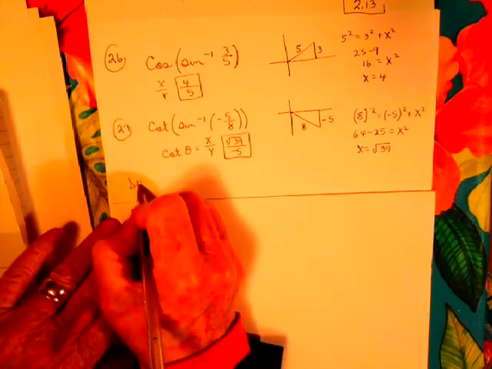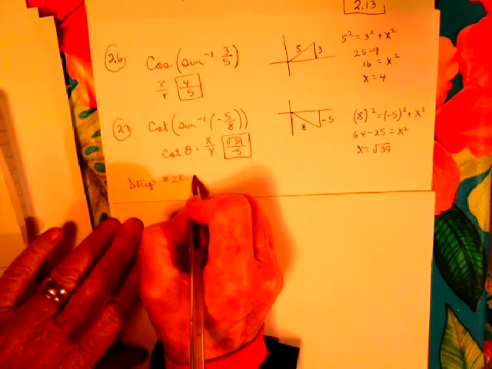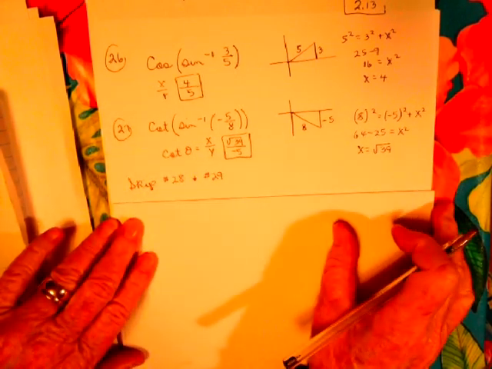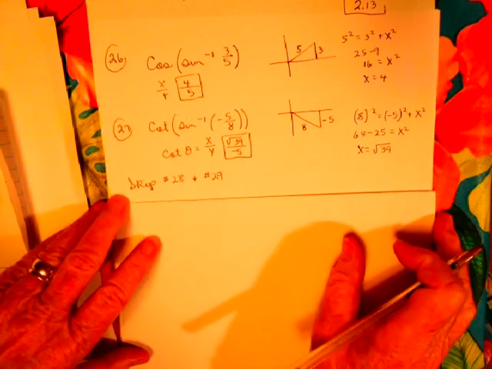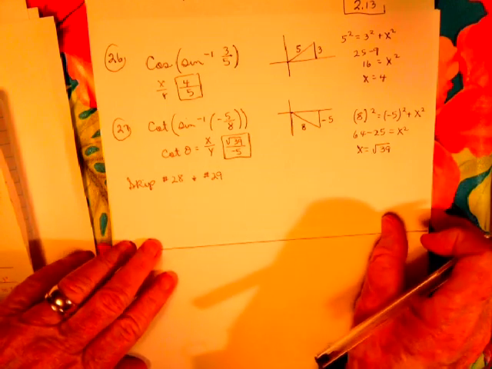On this study guide, skip number 28 and number 29. You won't have anything exactly like them on the test. We're now down to number 30.